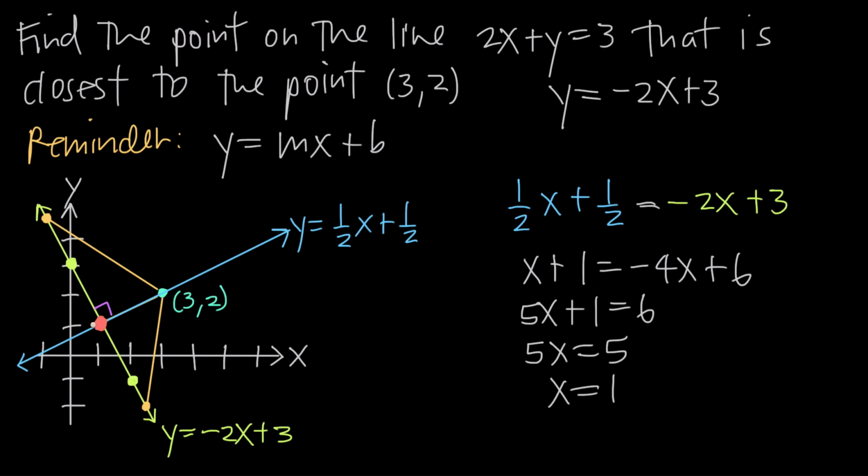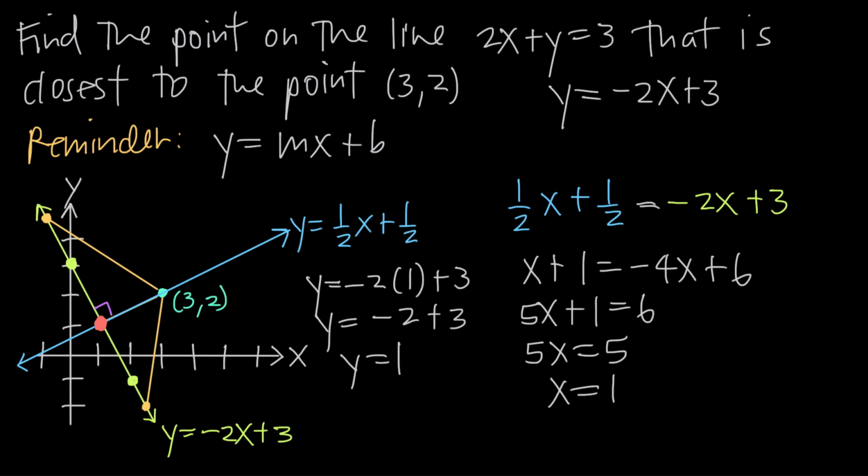So remember, we're looking for the coordinate point represented by this red dot here. We already know the x value is going to be 1. To find the y value, we can plug x equals 1 into either equation. Since this point lies on both lines, it lies on y equals 1/2 x plus 1/2, and it also lies on y equals negative 2x plus 3, we can plug x equals 1 into either equation. Let's plug it into the original equation. So we'll say y equals negative 2 times 1 plus 3 when we plug 1 in for x right here. So then we get y is equal to negative 2 plus 3, or y is equal to positive 1.